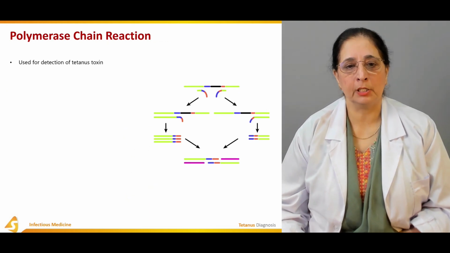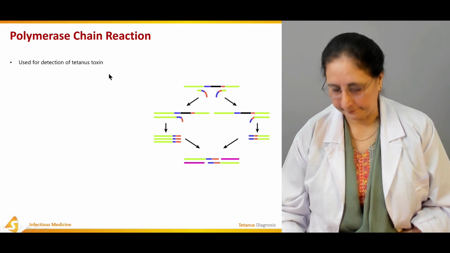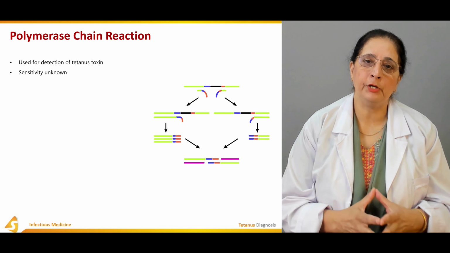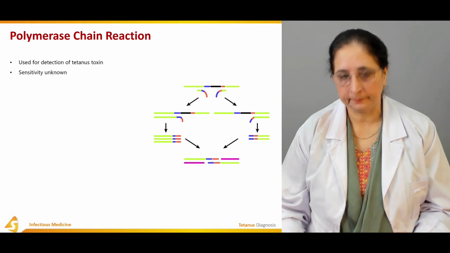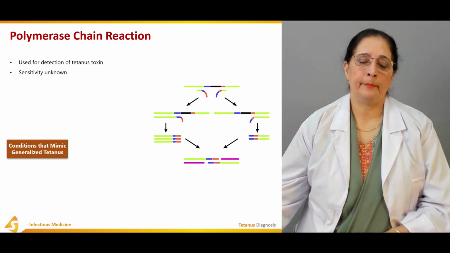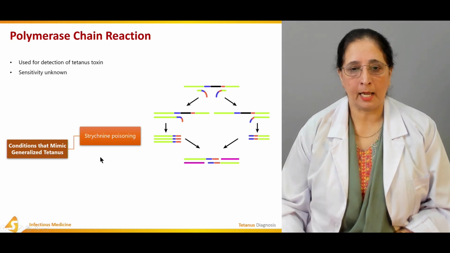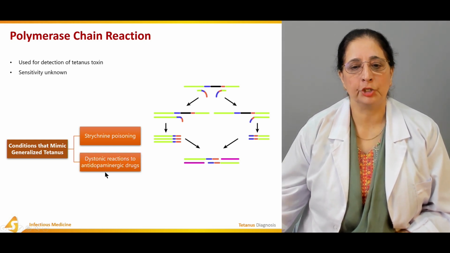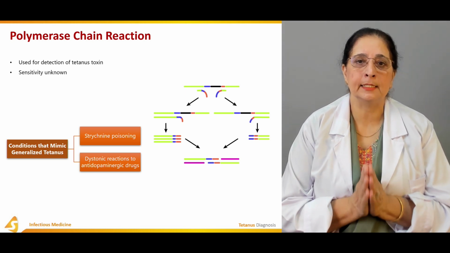Polymerase chain reaction is used for the detection of tetanus toxin. The sensitivity of polymerase chain reaction in the diagnosis of tetanus is not specific or is unknown. Now some differential diagnoses that mimic generalized tetanus: we have strychnine poisoning and the dystonic reaction to anti-dopaminergic drugs. These are the two conditions which very closely mimic tetanus.